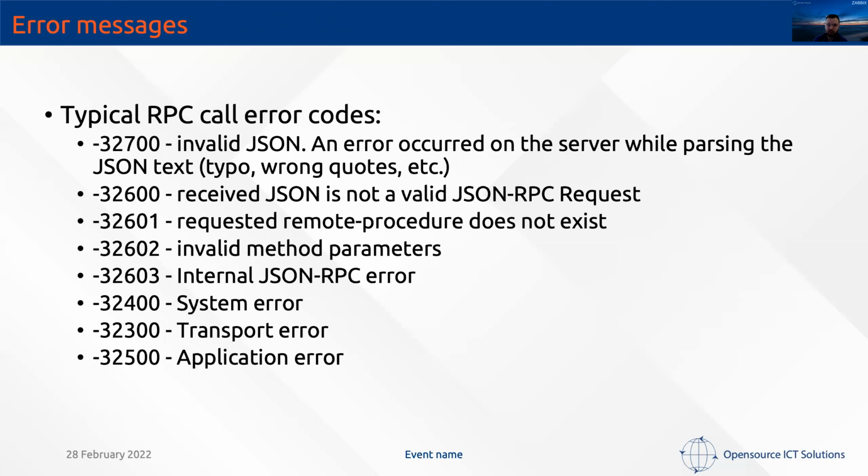You might also run into some error messages. Some typical RPC call error codes are listed over here. We could get a 32700 for invalid JSON. Make sure that you specify your JSON correctly. You might have typos, you might have used the wrong quotes or brackets, and then you will get an error code. 32600, received JSON isn't valid, so whatever you got back wasn't the correct response, and we have a bunch more of them. Make sure that you read your error codes well. And then, of course, there's always search engines, which you can use to find exactly what call codes you might be running into.